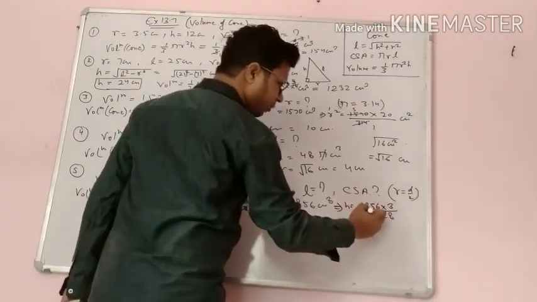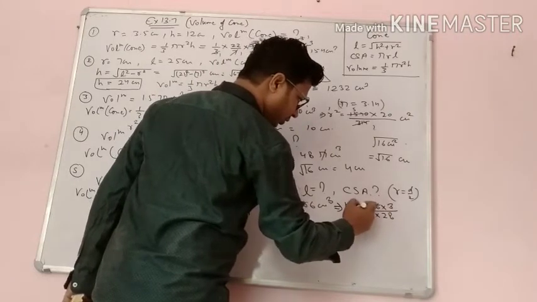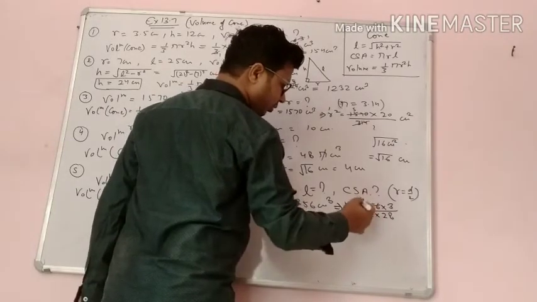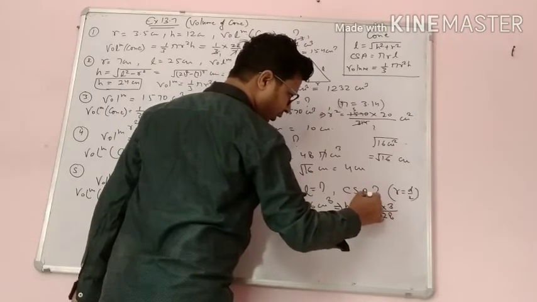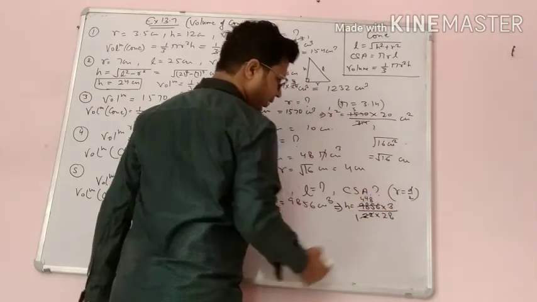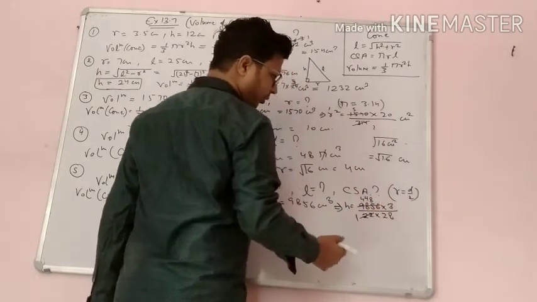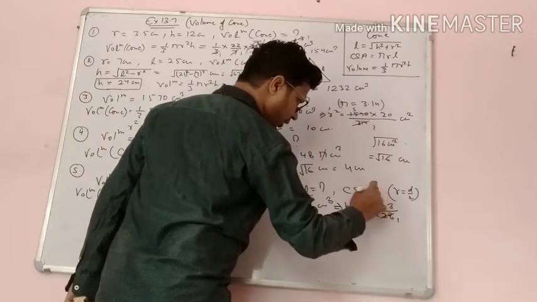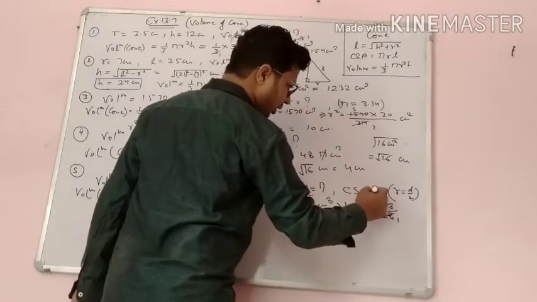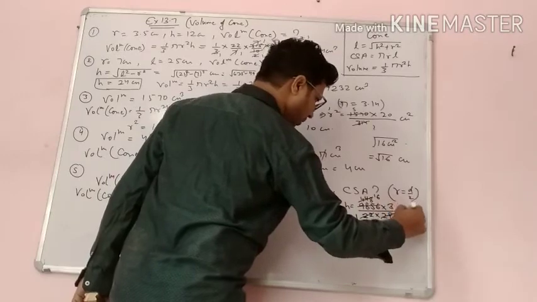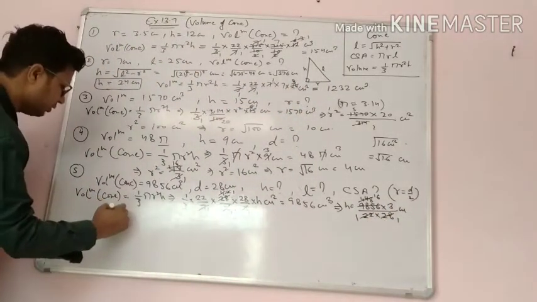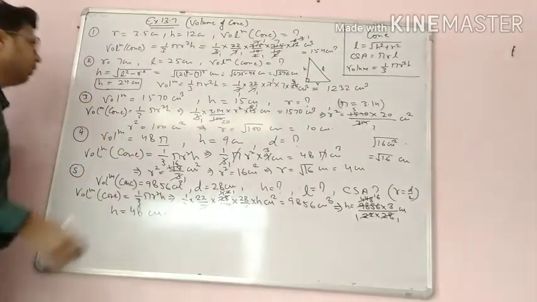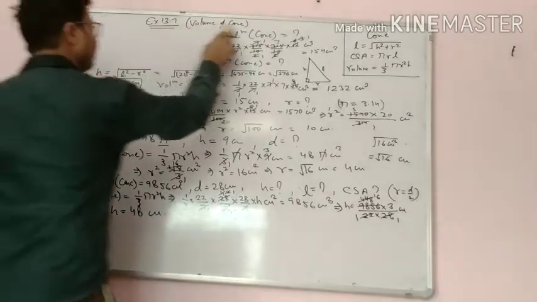Let us cancel by 22. 22 4 is 88, 10 remains, 22 4 is 88, 17, 22 8 is 176, and now we will cancel out by 28. 28 1 is 28, 16 remains, 28 6 is 168 centimeter. If we solve that, what is the value of h coming? 16 into 3, 48 centimeter. Now move forward.